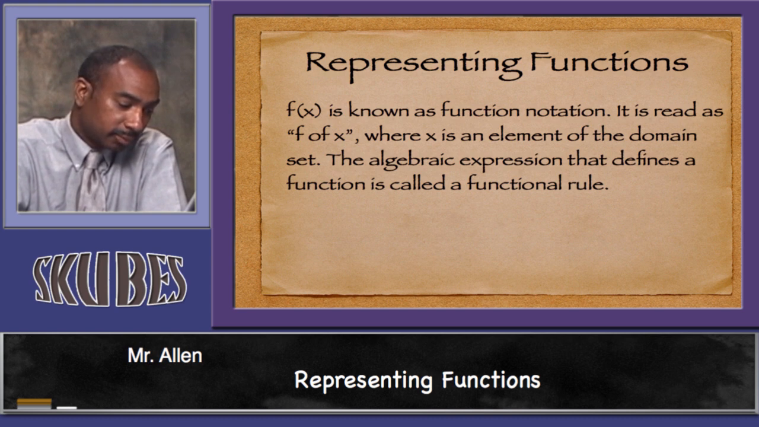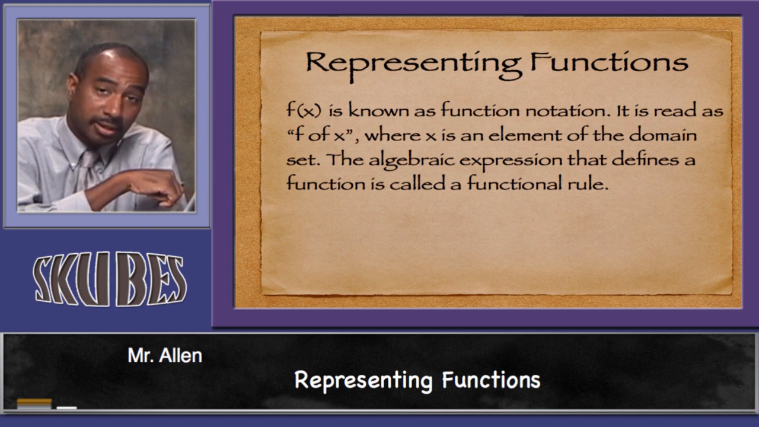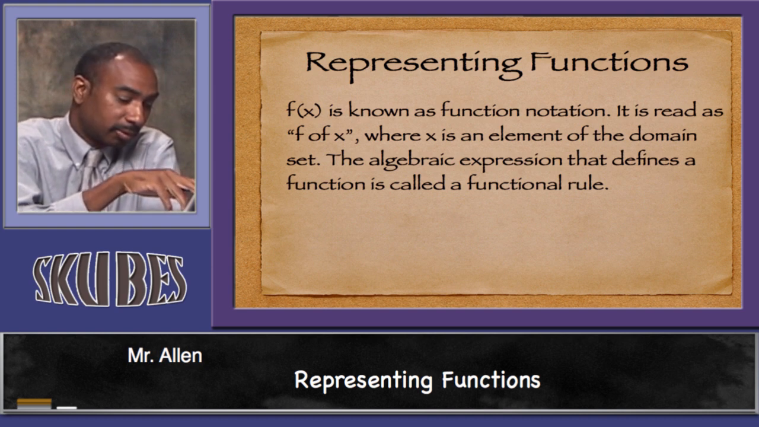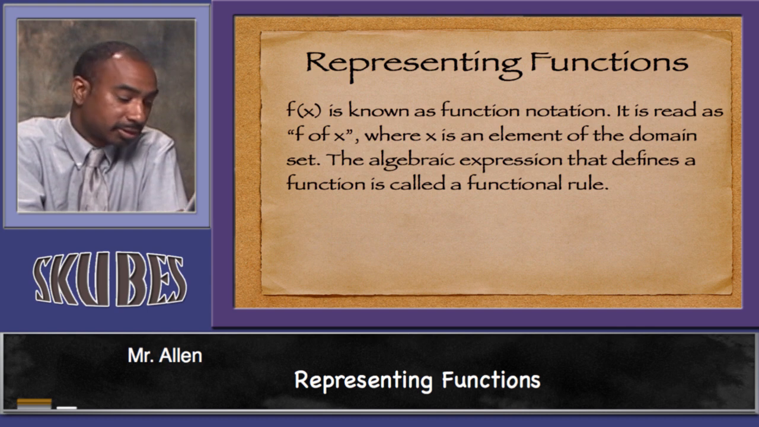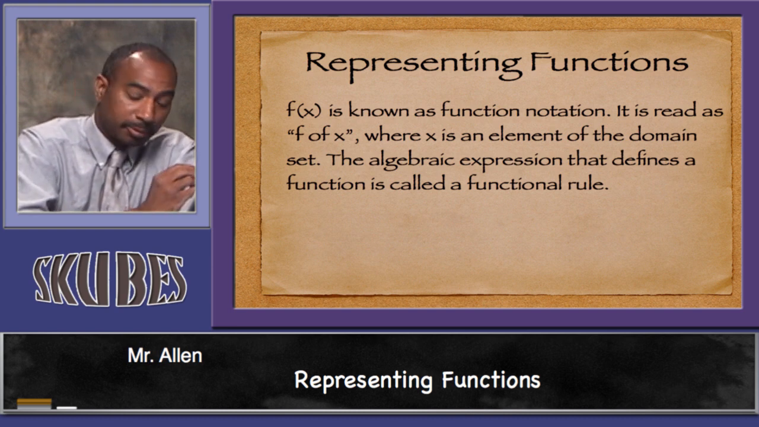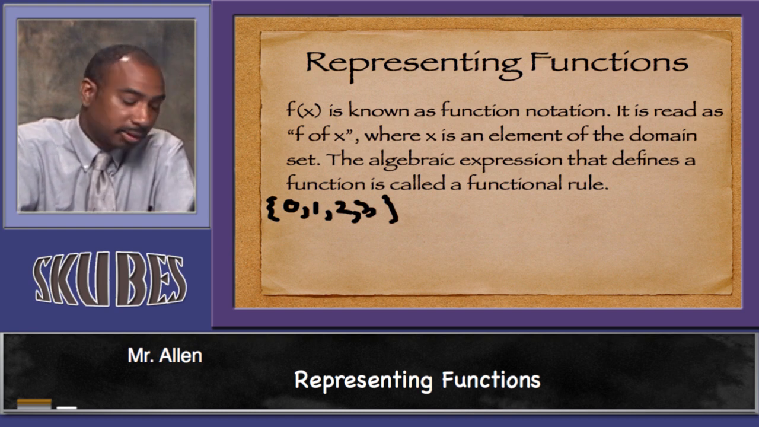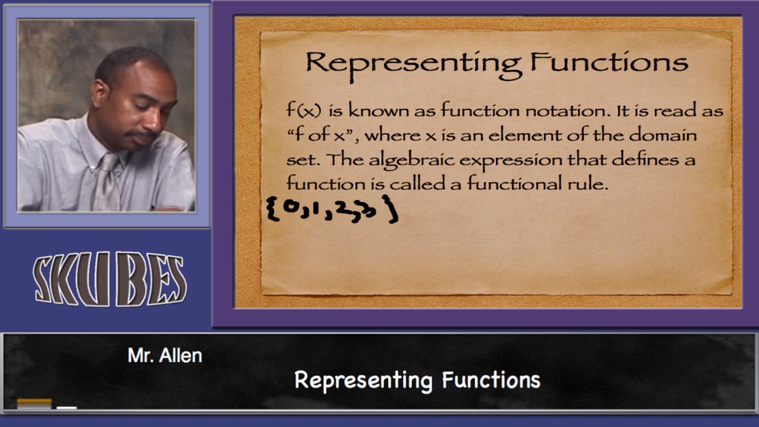f(x) is known as function notation, and is read as "f of x," not f times x, where x is an element in the domain of the set. The algebraic expression that defines a function is called a functional rule. For example, what I was showing you before. Let's say I had 0, 1, 2, and 3. It's my domain, my input values.